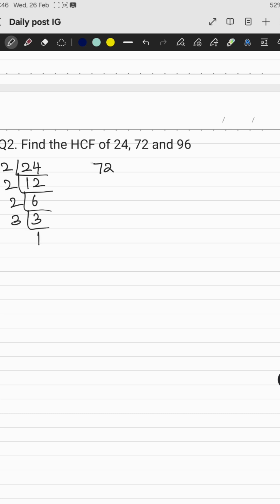Let's do it for the next one, 72. Again, it's divisible by 2. So 2 36s are 72. 2 18s are 36. Again, 2 9s are 18, and then you cannot divide 9 by 2, so go for 3. 3 3s are 9, and 3 is a prime number, so you finish it off with a 1.